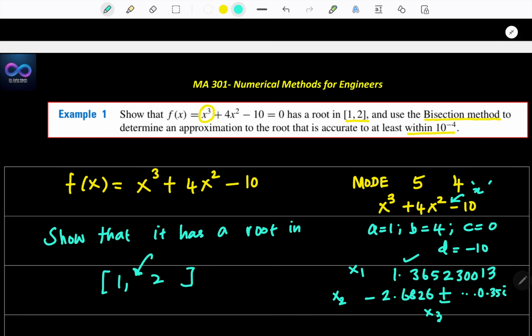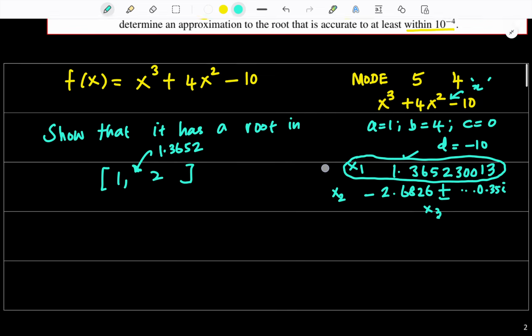Look at your 3 roots. One is real and the remaining 2 are complex, right? Yes. So this is a real root. You can see that. So what is the answer? 1.36 something. So 1.3652 something is in between this interval. Understand? Yes. Okay, teacher. Suppose this 1 comma 2 is not given.